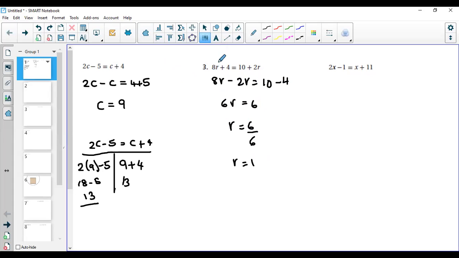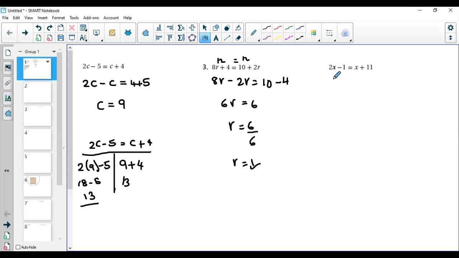So we can check this orally too. In place of r, just replace r with 1. So that will be 8 ones are 8 plus 4 is 12. So this side should be 12. Let's check this side. 10 plus 2 multiplied by 1 because r is 1. So 2 multiplied 1 is 2. 2 plus 10 is going to give you a 12, which means r is equal to 1 is also correct. Not necessarily always you need to use paper and pen to solve these. You can do them mentally too.